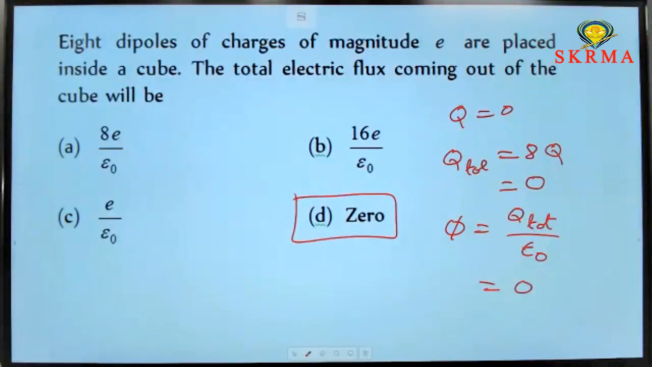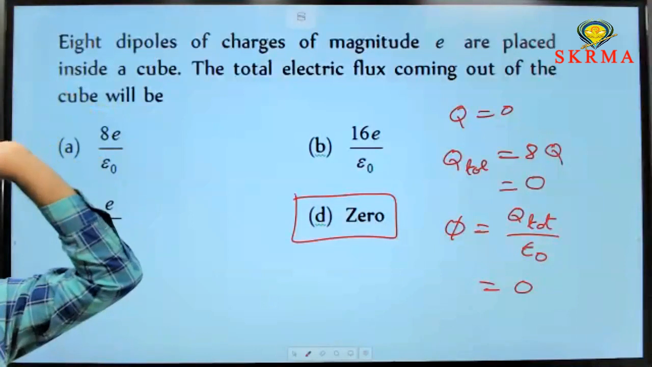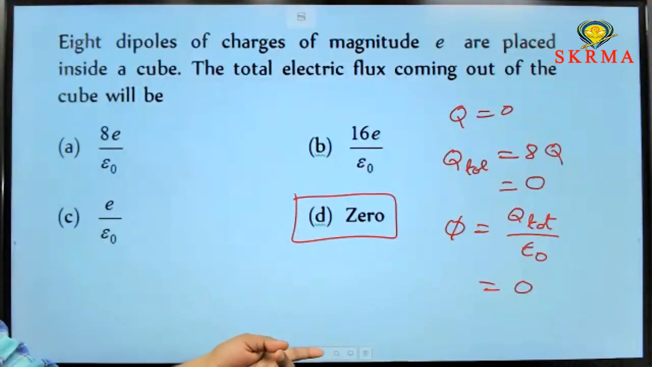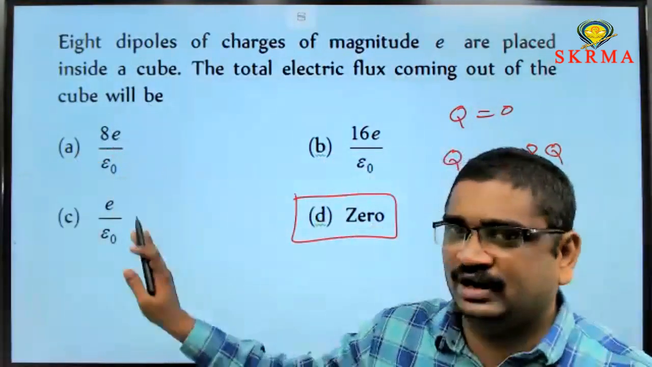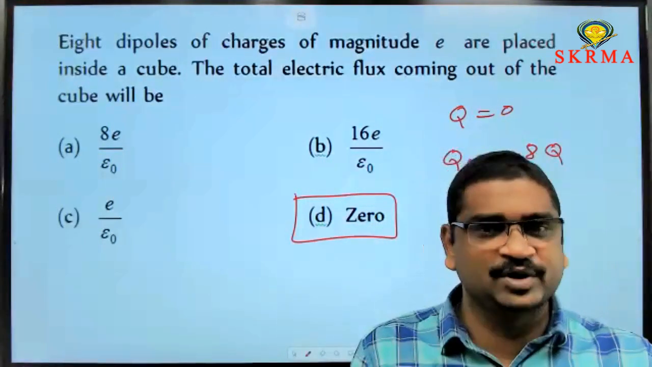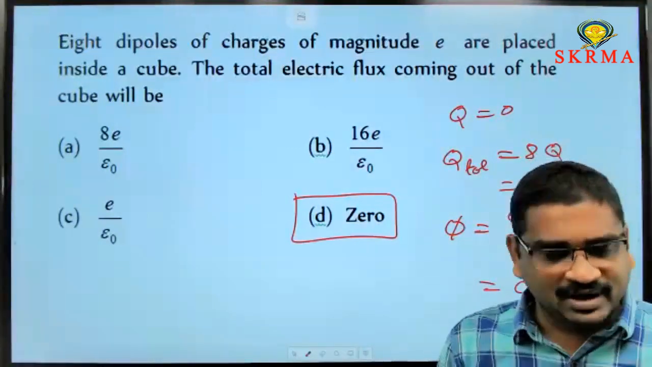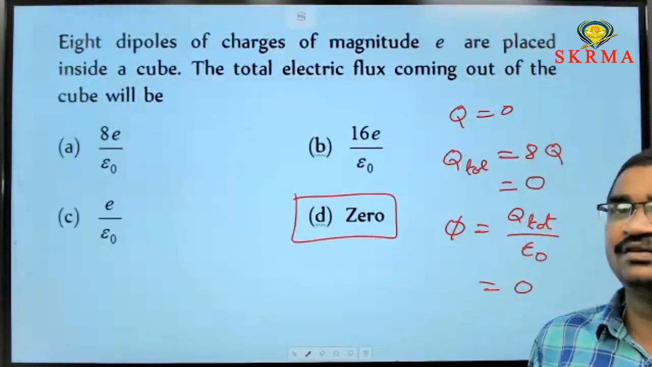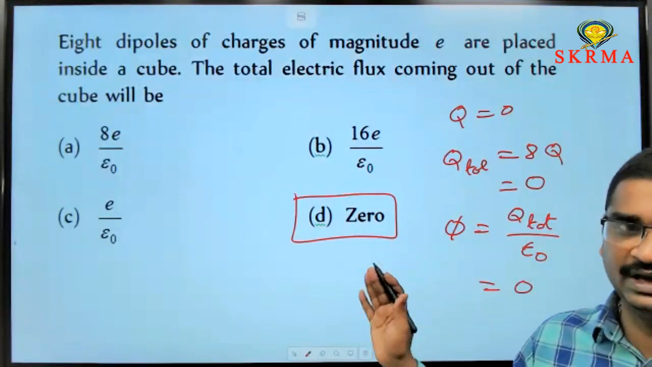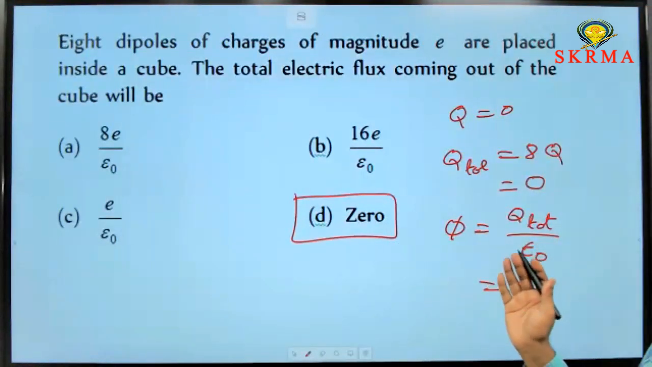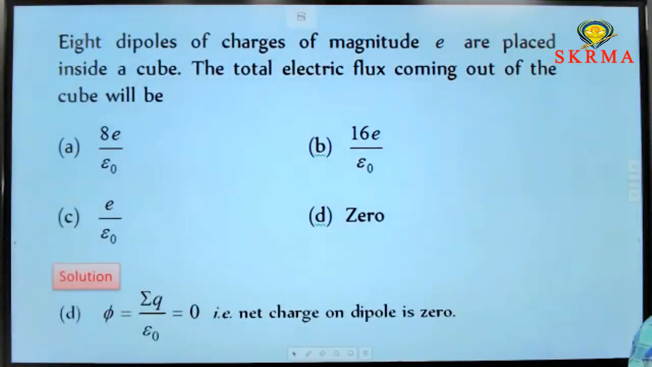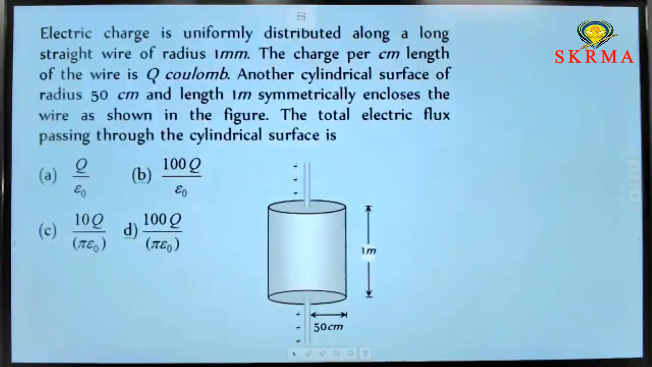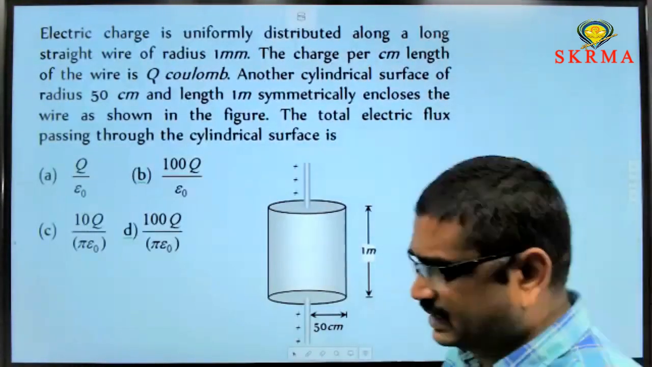So here there are 8 dipoles, but for any number of dipoles, the total charge for each dipole is 0 only. Even if 10 or 100 dipoles are there, the total charge is 0. If the total charge is 0, the flux is also 0. Which option is the correct one? Option D is the correct one. Next, this one. This is an important model. Go through it.